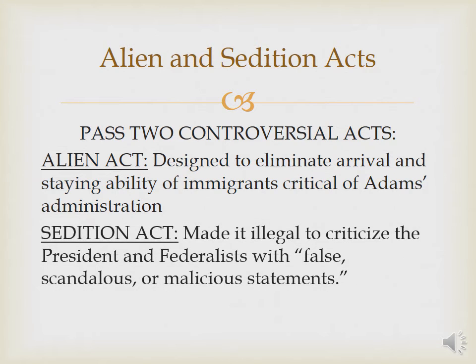So the Federalists under John Adams passed 2 controversial acts. The first one is the Alien Act. The Alien Act was designed to eliminate the arrival and staying ability of immigrants who spoke out and were critical of the John Adams administration or the John Adams presidency. Okay. And then the second act that was passed at this time was the Sedition Act, which stated that it was illegal to criticize the president and the Federalist Party with false, scandalous, or malicious statements. Okay.